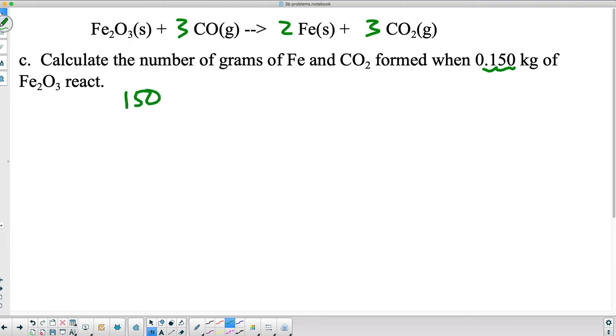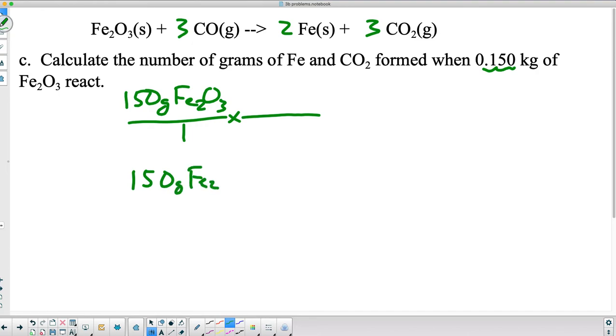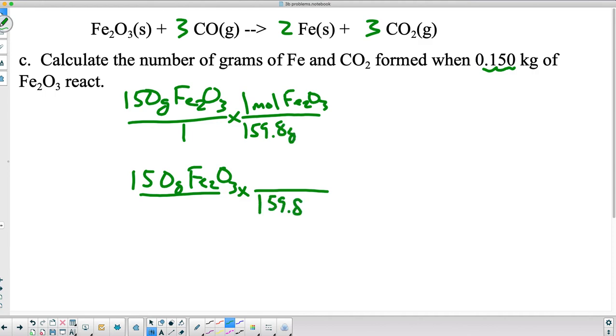So I got 150 grams of Fe2O3 like this over 1. I do the same thing. Matter of fact, I can do this twice, like that. My first step is always the same. I go from grams to moles. This is going to go a little quicker because here I got the 159.8 grams. I already know that. 159.8 grams for 1 mole of Fe2O3, like this.